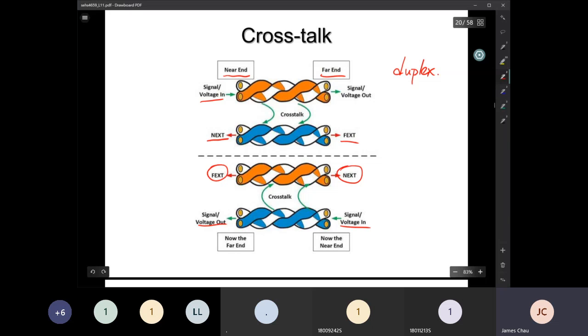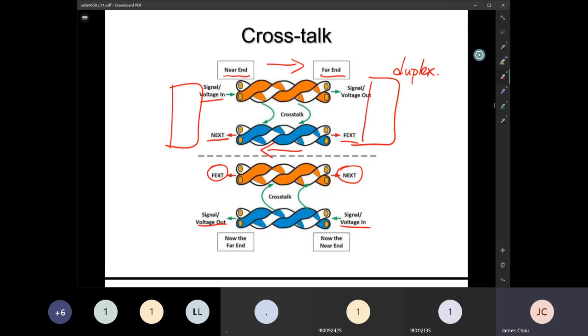Remember, dual path means that at the same time, the two systems, connecting by the network, can transmit at the same time. Therefore you can see that the crosstalk can appear in both ways. It depends on which system you focus on.